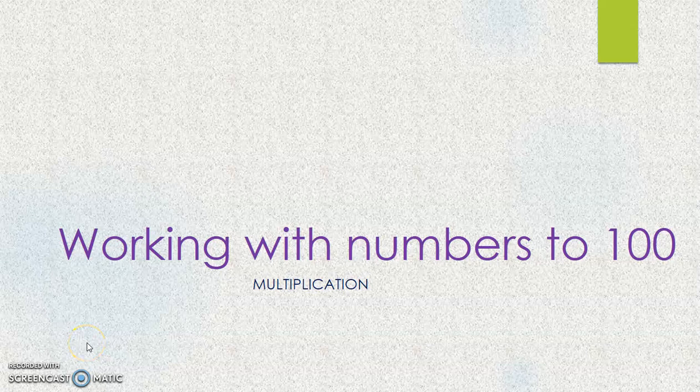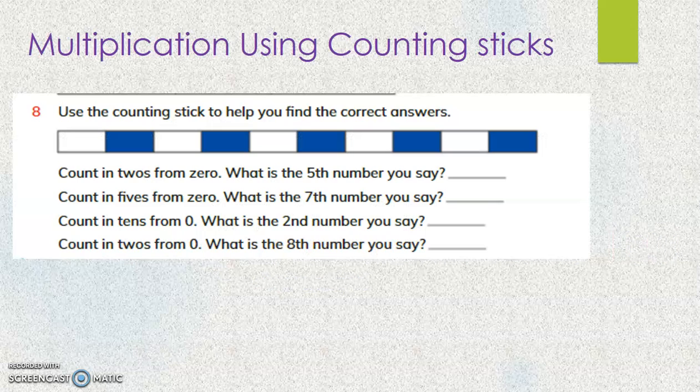Hello children, let us continue with some more problems on multiplication. In the previous session, we saw how to use a counting stick. A counting stick is a stick with two different colors. It is divided into 10 equal parts.